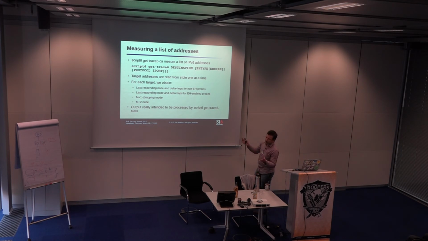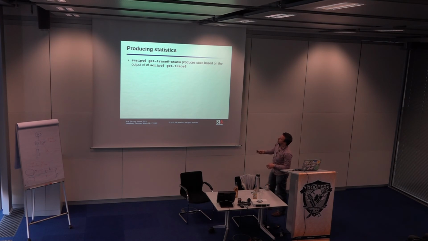Once we have a clean list of IPv6 addresses, what we want is, for each of those IPv6 addresses, to do something similar to what the Black Hole 6 tool was doing. So send packets without extension headers, send packets with extension headers, and then try to find out where in the network the packet drops are happening. And once we get all those measurements, we want to produce statistics. And this is the command that we can use to produce the stats.